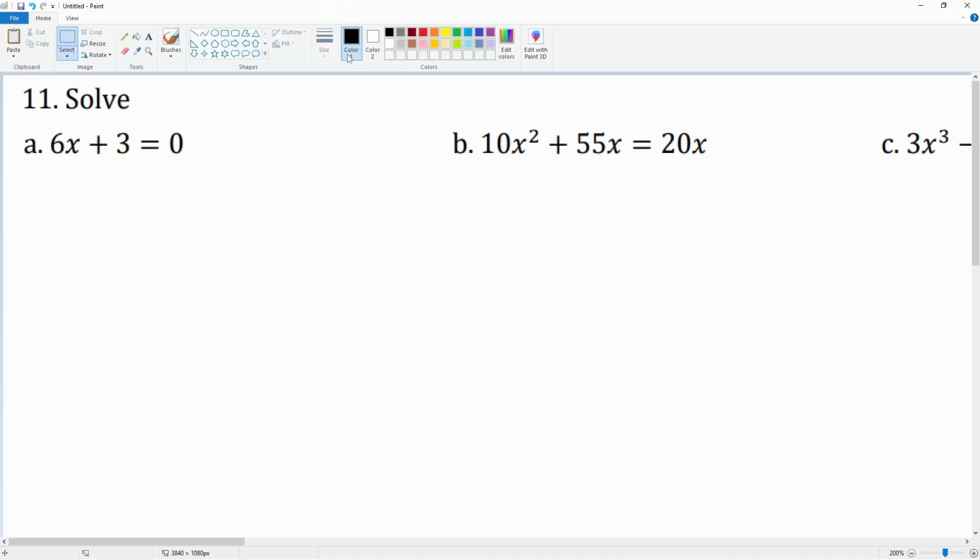Number 11, here we're going to solve. Take a look. This is 6x plus 3 equals 0. Notice this is already a degree 1. This does not require any factoring. We could just solve for x.